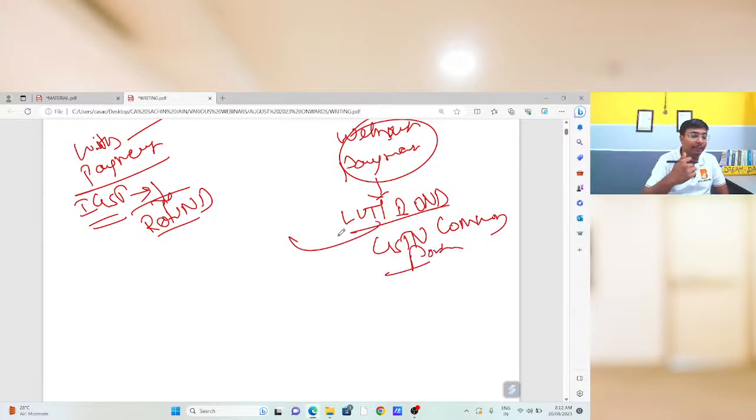How we are going to apply for that bond, how we are going to apply for letter of undertaking, how we are going to take the refund, we are going to discuss all these things at the time of our discussion on the practical return filing under GST.